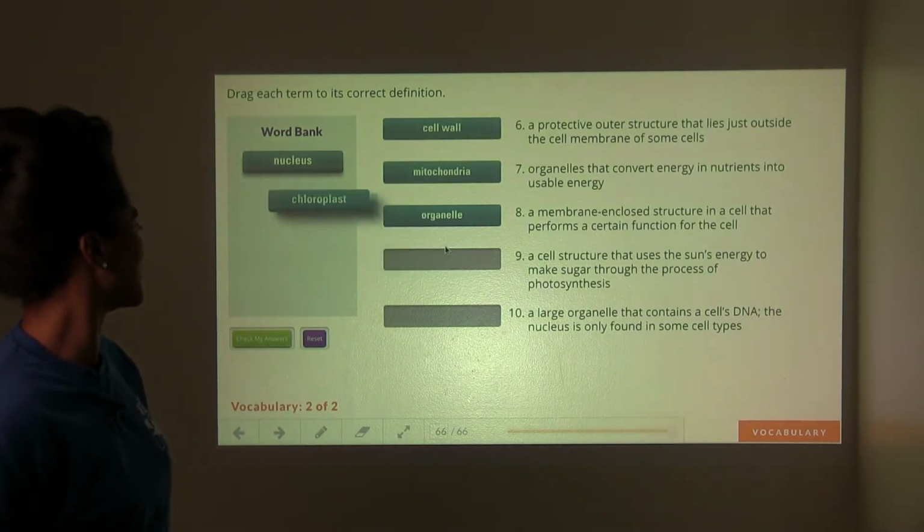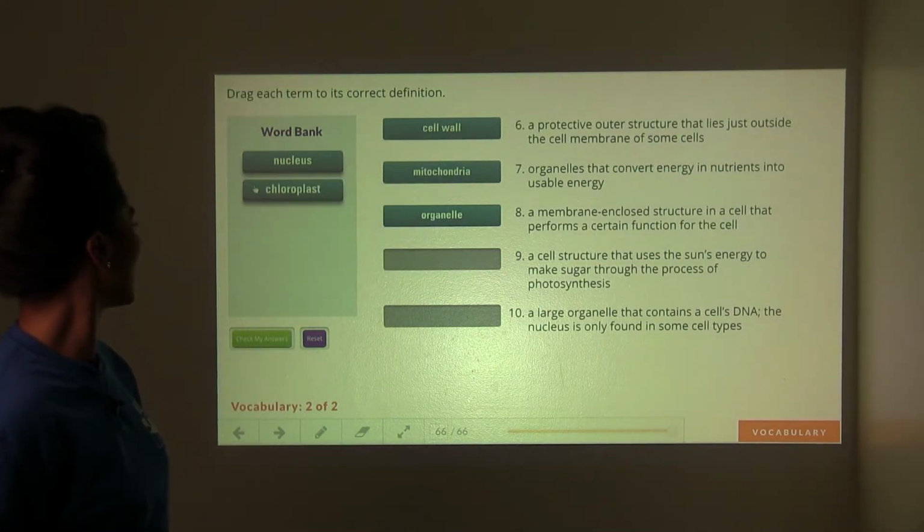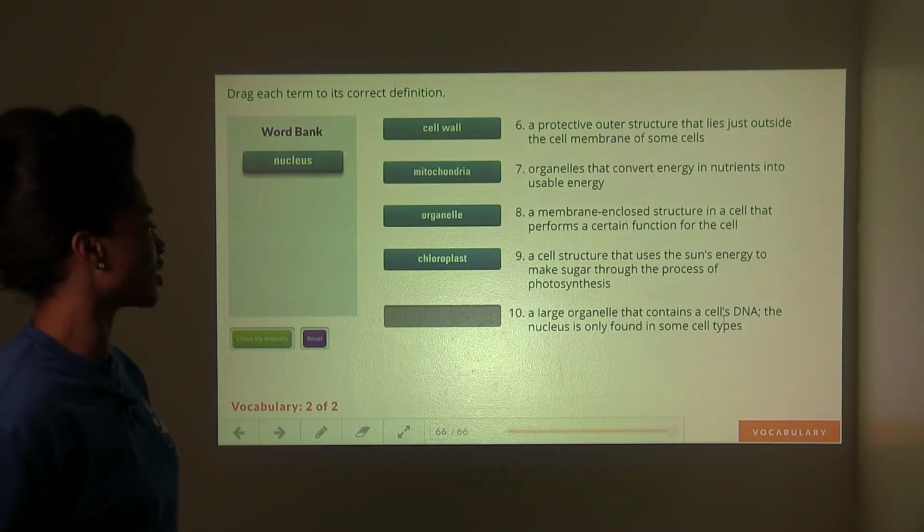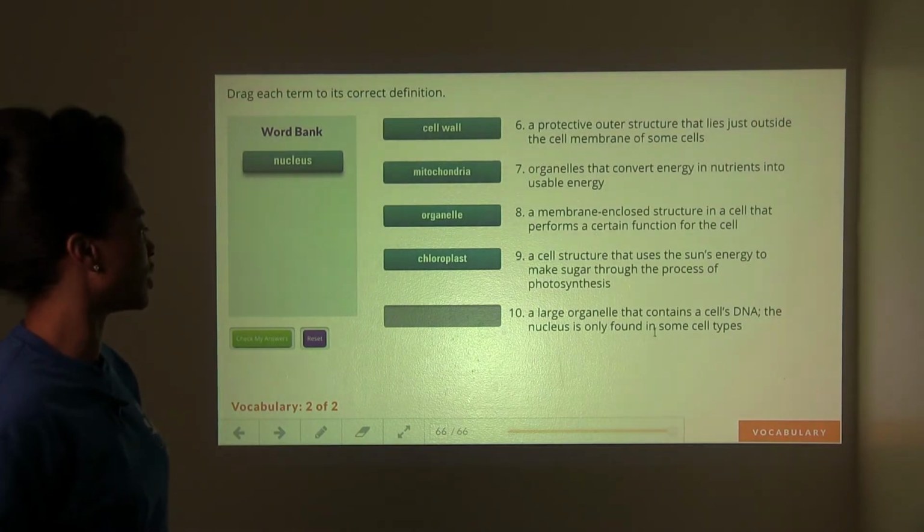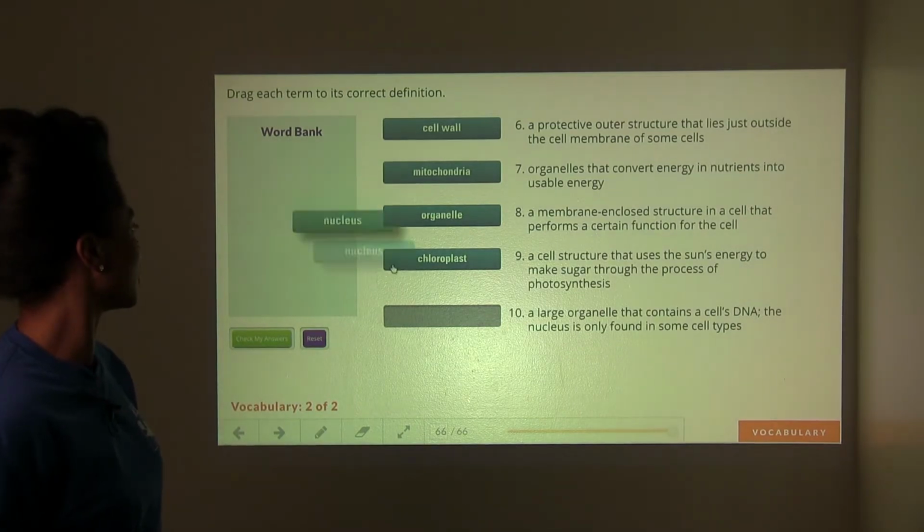One of the 3 C's. Chloroplast. 10. A large organelle that contains a cell's DNA. The nucleus is only found in some cell types. Kind of gave that away for you.